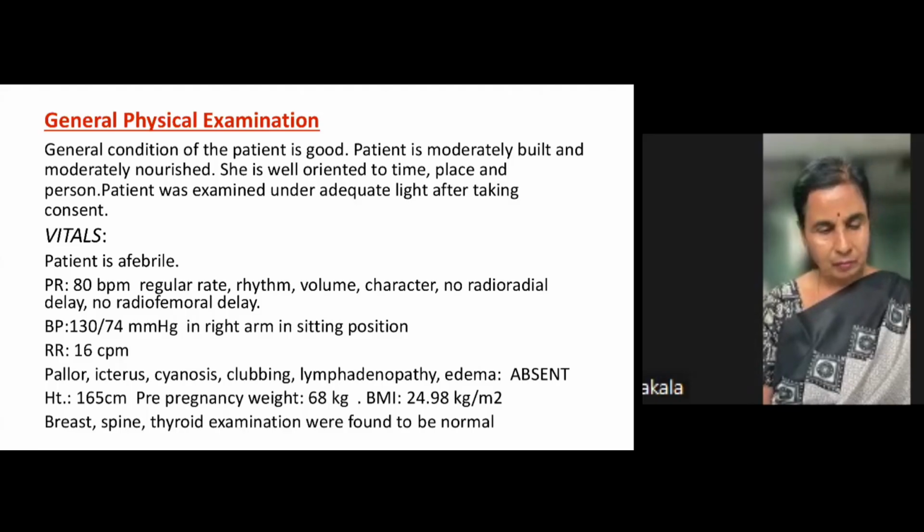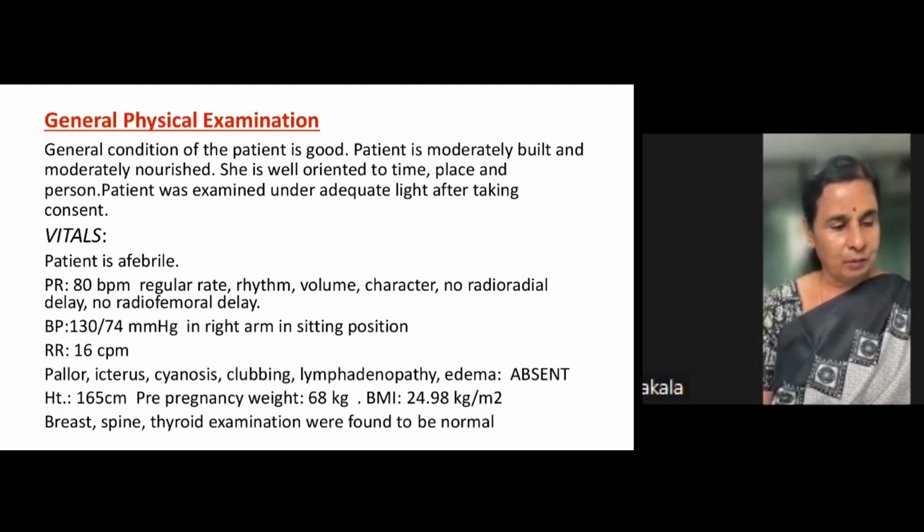Respiratory rate was 16 cycles per minute. Pallor, icterus, cyanosis, clubbing, lymphadenopathy, and edema were absent. Her height was 165 centimeter. Her pre-pregnancy weight was 68 kgs, and BMI is 24.98 kg per meter square. Breast, spine, thyroid examination found to be normal.